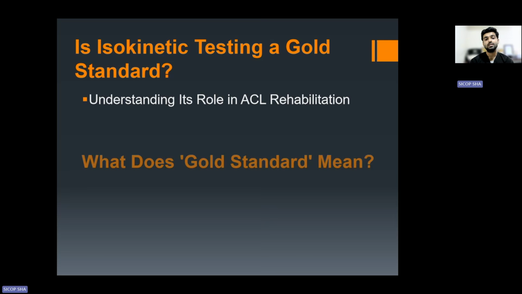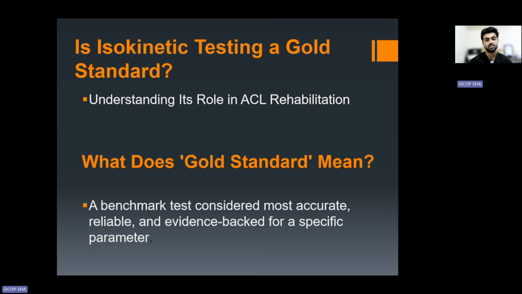So what does the gold standard mean? Gold standard means a benchmark test such as the isokinetic test, which is considered the most accurate test, the most reliable test, and which is evidence backed for specific parameters. Now this isokinetic testing is very accurate. We can repeat this testing and we can get the same results. This is a reliable method for testing muscle strength, where we can compare right to left or affected to non-affected leg. And this is evidence based for specific parameters.